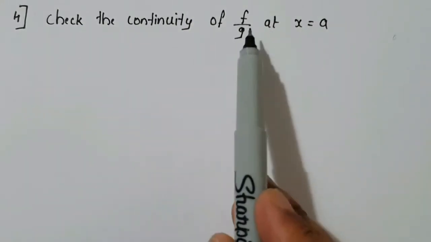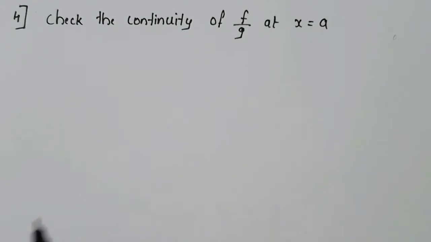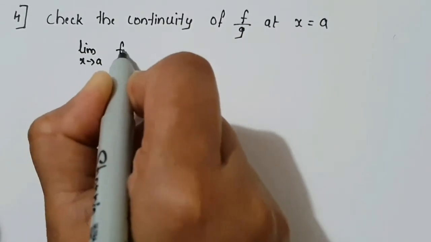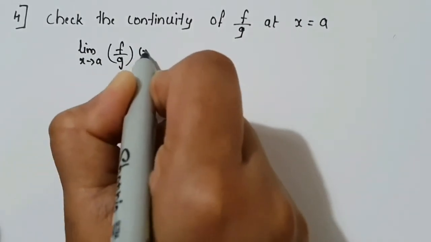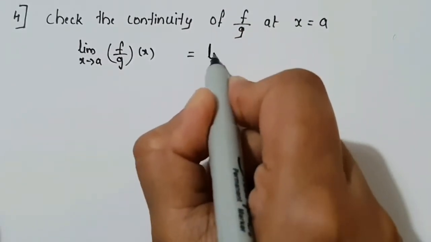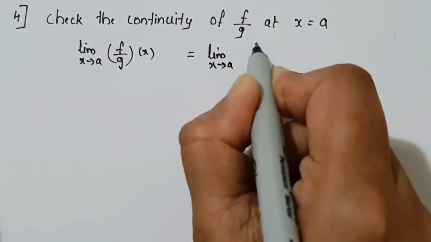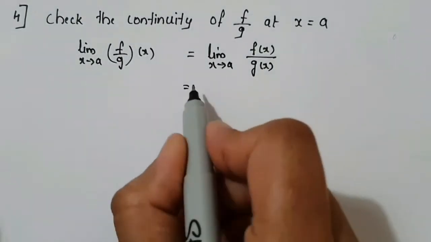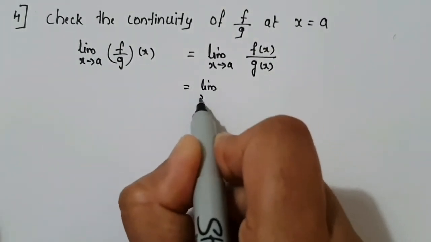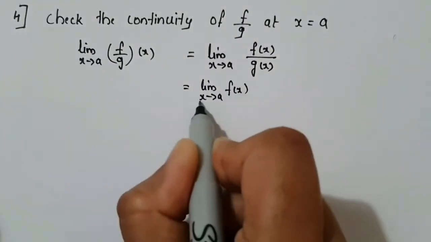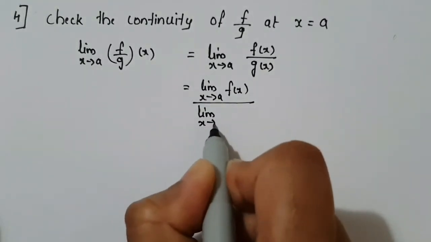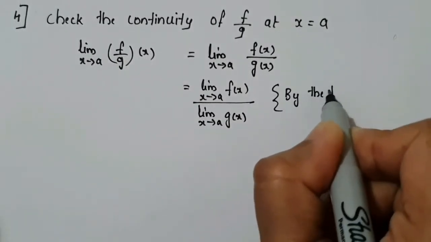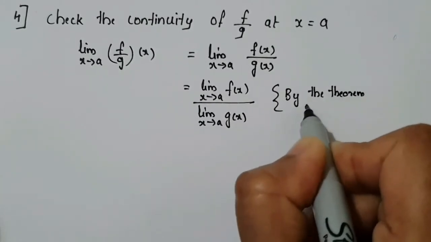Check the continuity of the division of two continuous functions at x is equal to a. Limit x tends to a, (f by g) of x, this is equal to limit x tends to a, f of x by g of x. So this is equal to limit x tends to a, f of x divided by limit x tends to a, g of x, by the theorem on limits.